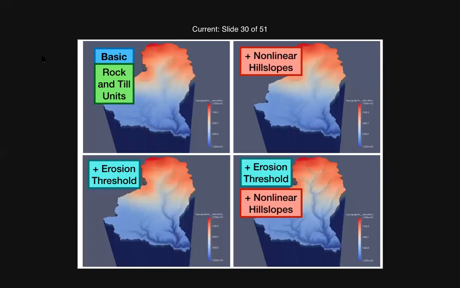Our interpretation here is that without the erosion threshold, the smaller drainages incise too much, setting off a hillslope response that is too big. By limiting the channel incision with the threshold, we are able to have a more appropriate hillslope response. So you can answer this question: in this context, the answer is no.